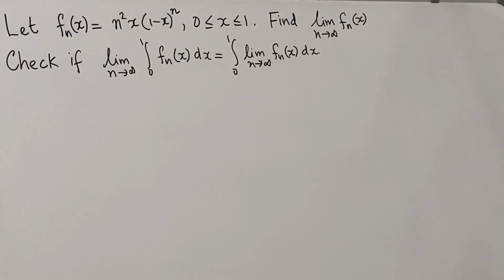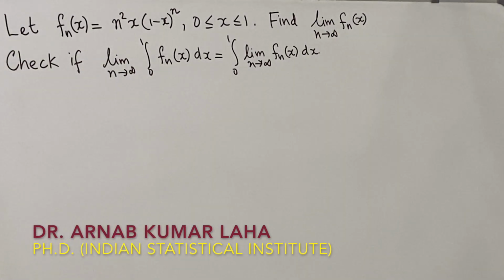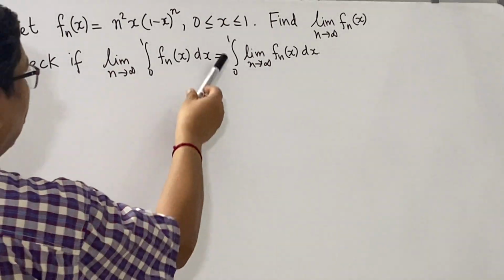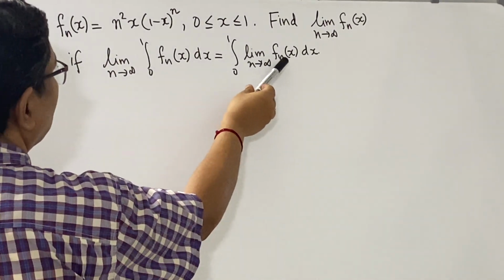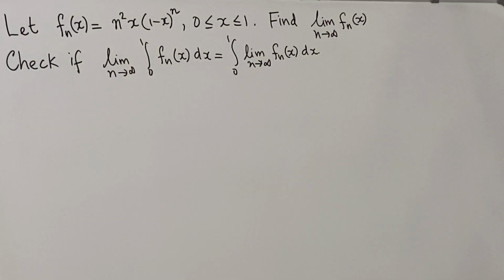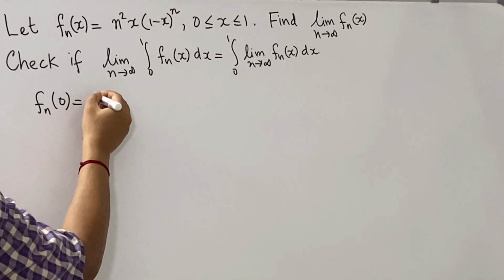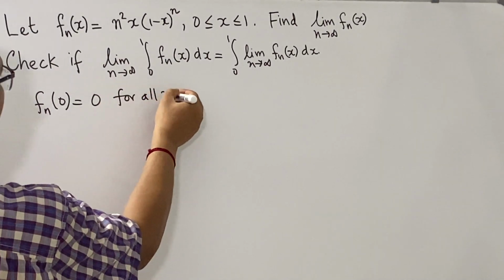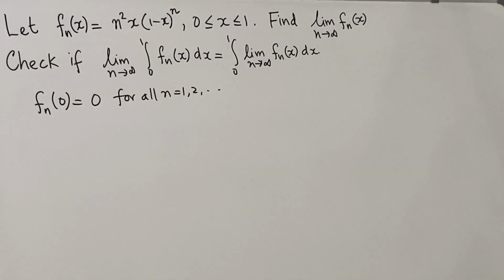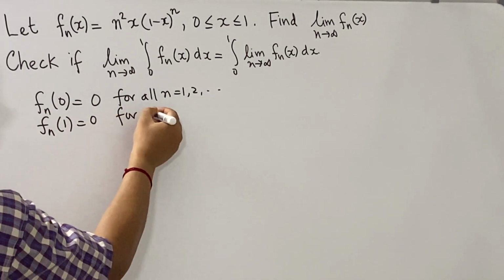and subsequently we will have to check whether the limit as n goes to infinity of the integral from 0 to 1 of f_n(x) dx is equal to the integral from 0 to 1 of the limit as n goes to infinity of f_n(x), which we will compute there. So let's first find the limit and subsequently we will check. So observe that f_n(0) is equal to 0 for all n = 1, 2, 3, etc. And also f_n(1) is equal to 0 for all n.